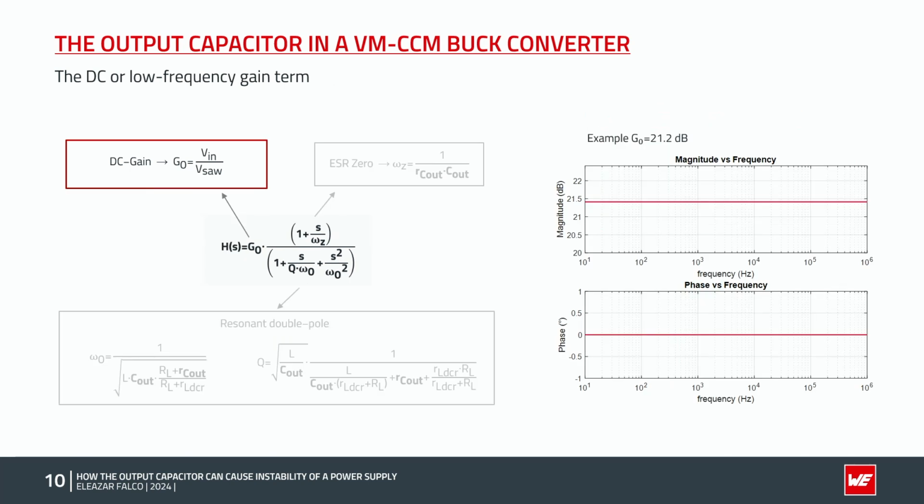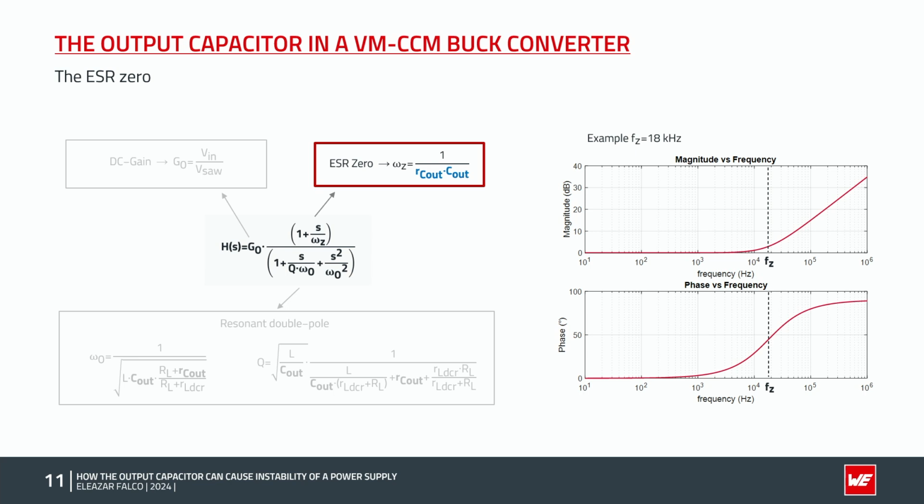The DC low frequency gain is just a constant gain term, not providing any phase shift over the entire frequency range. Of course, this is only true when considering an ideal op-amp, which is what we are doing here, and we can see an example of its Bode plot for a DC gain of around 21 dB.